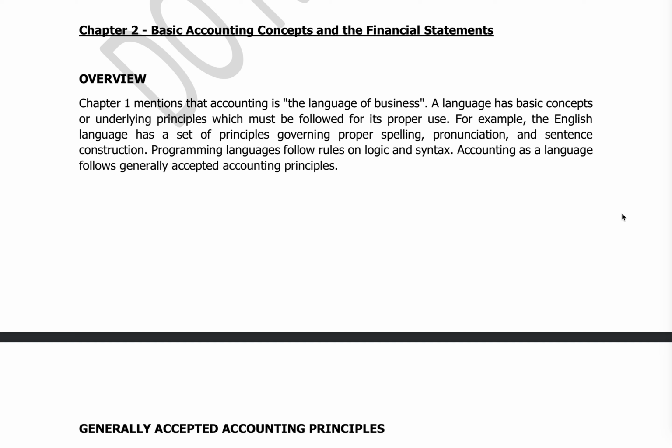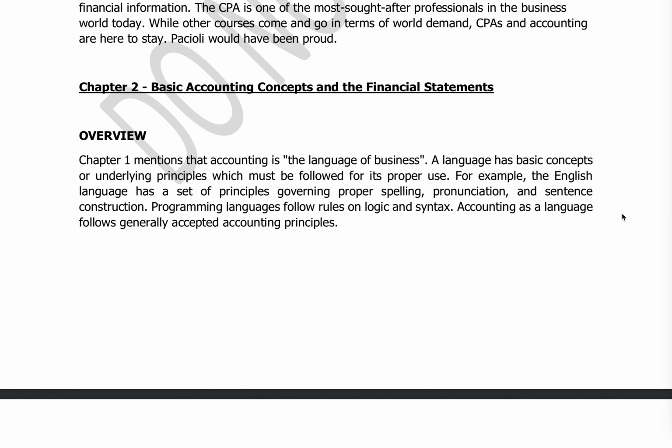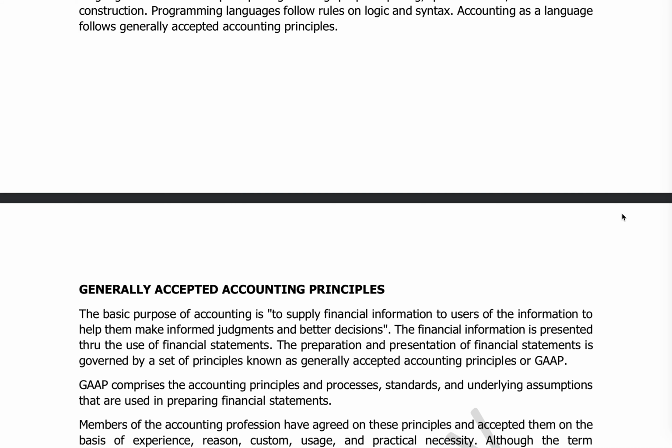So let's go to the basic accounting concepts and the financial statements. So chapter 1 mentions that accounting is the language of business. A language has basic concepts of underlying principle, which must be followed for its proper use. Okay, so language siya, di ba? And accounting as a language, it means that para ma-communicate mo siya or para makapag-provide siya ng information, kailangan na may sinusunod siyang generally accepted accounting principles.